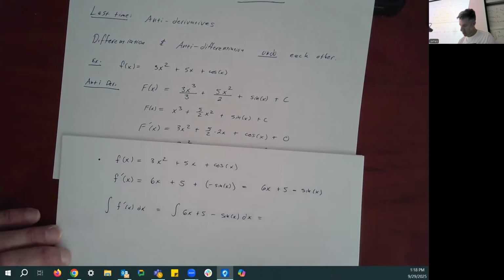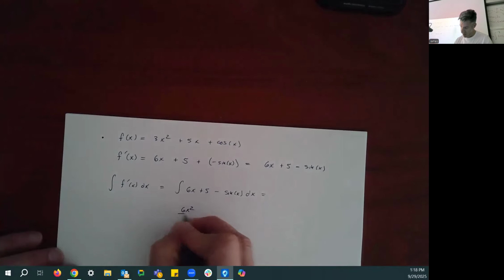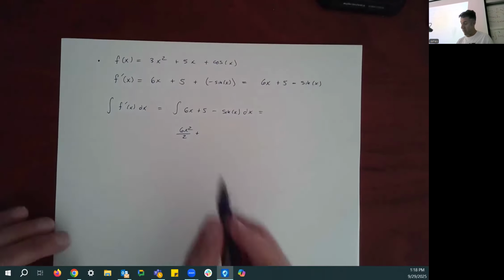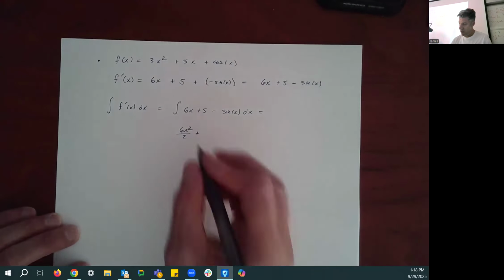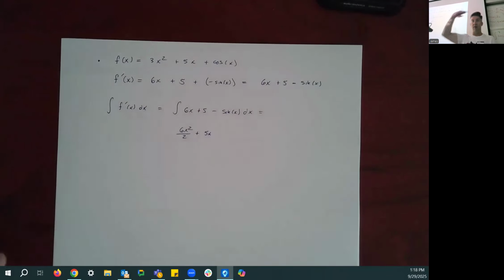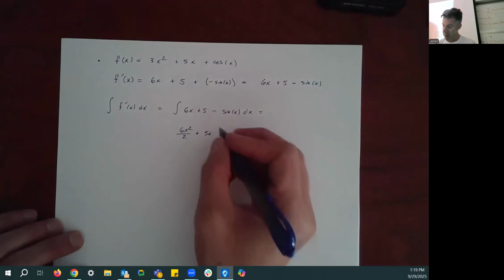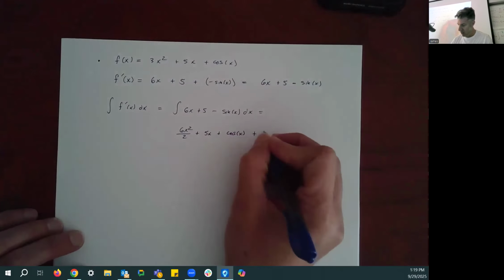And we're going to end up getting 6x squared divided by 2. I do want to point out that when you anti-differentiate a constant like 5, you do get 5 times x, or whatever that constant is, times x. One way to think about that is, the function is always the value 5, so the antiderivative has to be the straight line whose slope is 5. And then finally, the antiderivative of negative sine is positive cosine. But then we need to add on a plus c.